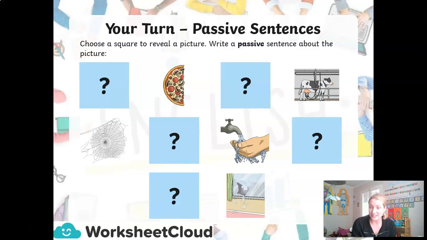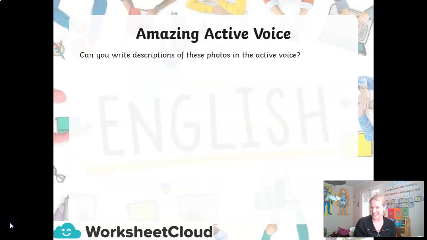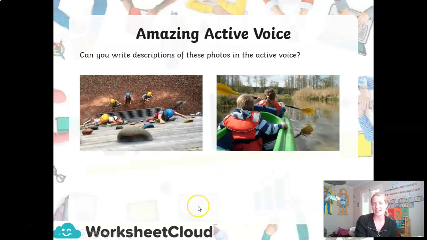And it's a nice little game you can do as well around your house. You can look at images and see if you can write an active sentence about that image and a passive sentence about that image. Okay, so let's try that ourselves actually. So I'm going to give you 2 images and I'd like you to see if you can write descriptions of those photographs in active voice. So here's the first one and here's the second one.